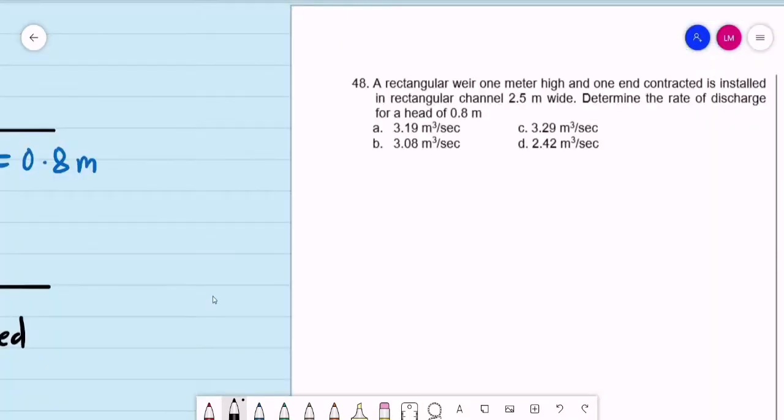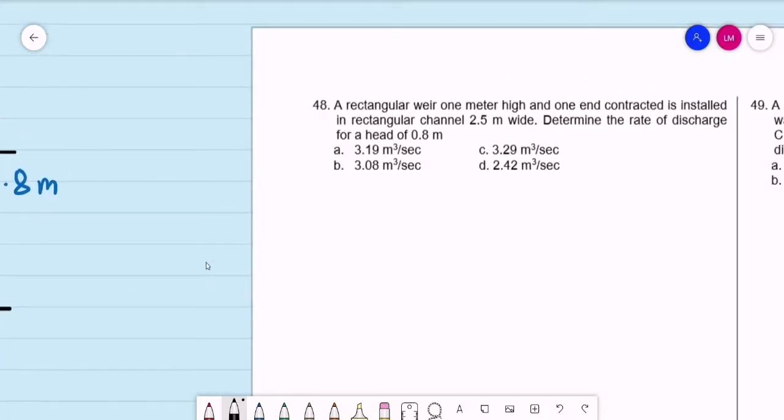So, we proceed to problem number 48. A rectangular weir 1 meter high and one end contracted is installed in a rectangular channel 2.5 meters wide. Determine the rate of discharge for a head of 0.8 meter. So, kailangan nating i-consider yung statement na to, the one end contracted.